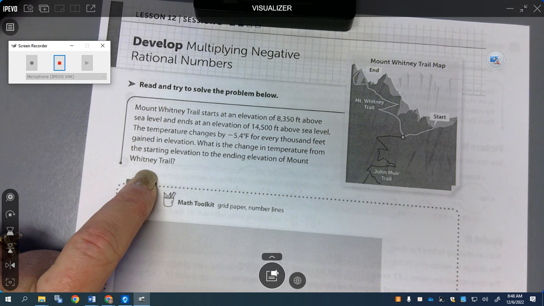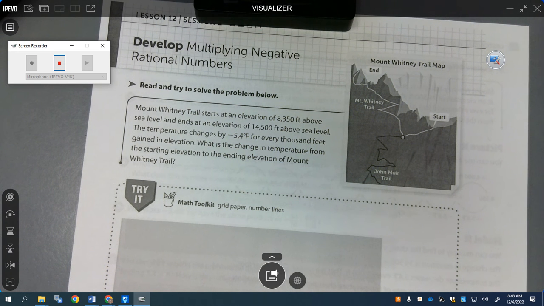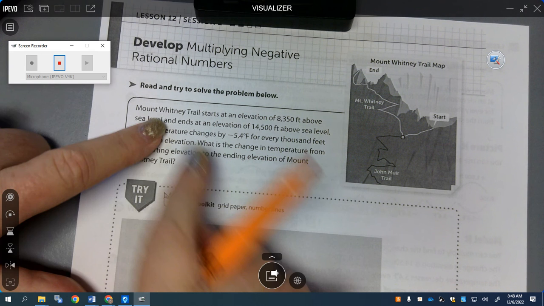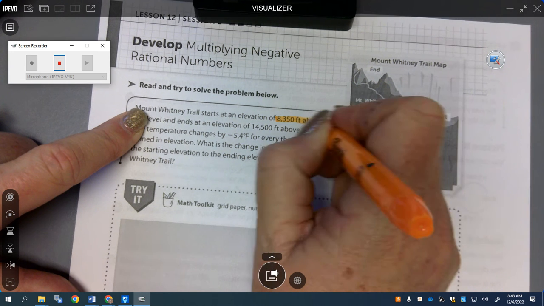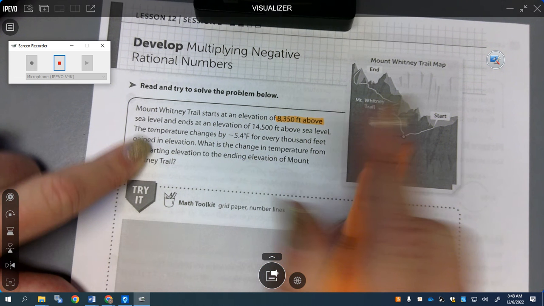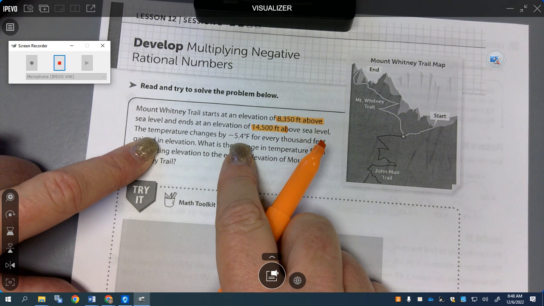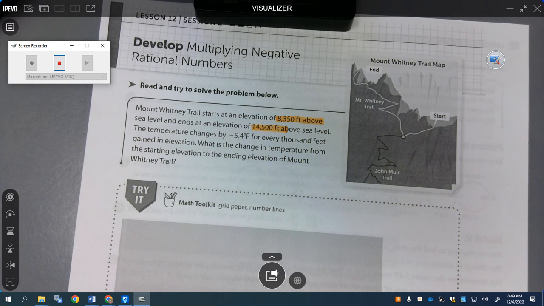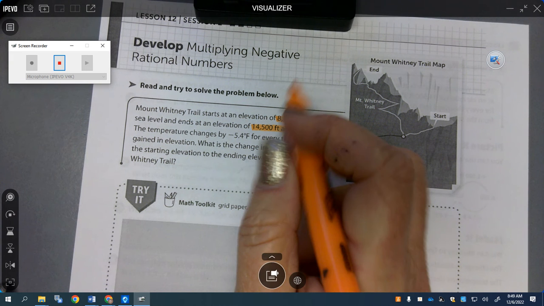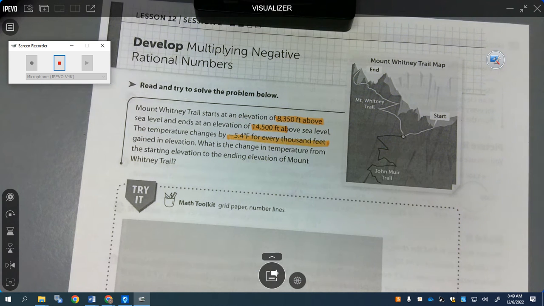Okay? So, what I want you to do right now is, in your groups, you don't have much time to work on this, I'm sorry. Just start to get the information. So first of all, before we start, let's go through important information. We know it starts at 8,350 feet. It ends at 14,500 feet. And the temperature changes. So it goes down 5.4 degrees, 5 4/10 of a degree, every 1,000 feet. Okay? So, for every 1,000 feet, it goes down. So, that's probably going to be super cold on top. All right, so with your groups right now, can you guys go through and solve this? Go.